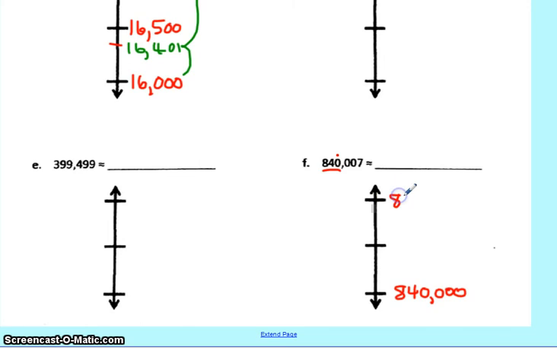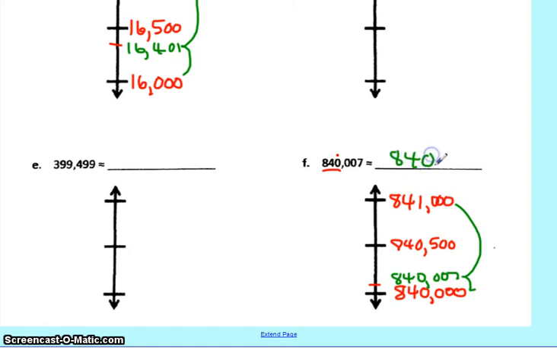So this would be 841,000. Okay. So in the middle, we're going to have 840,500. So this amount, 840,007, wow, that's only 7 over 840,000. So it's going to be very close to just 840,000. So this is going to be a fairly simple one. So we can see this is a lot nearer to 840,000 than it is to 841,000. So this is nearer to 840,000.